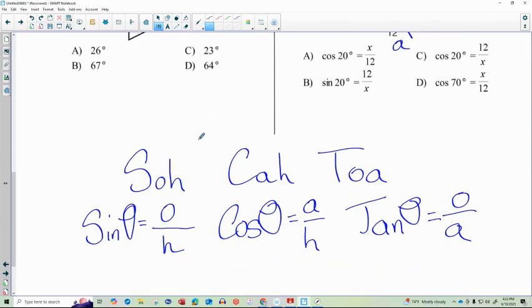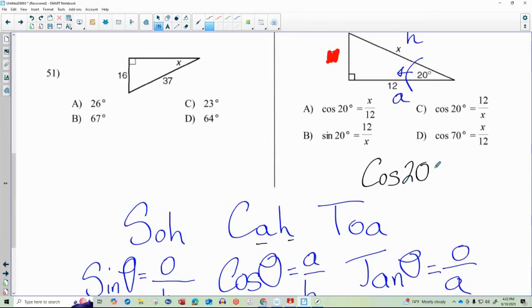I go down here. Which one of these has an A and an H? Oh, A, H. This is going to be a cosine problem. You attach the angle. And then you remember CAH. CAH means the A on top of the H. My A goes on top, and my H goes on the bottom. Simple as that.